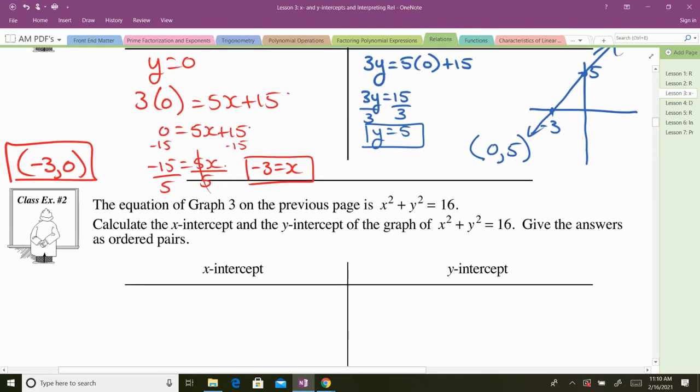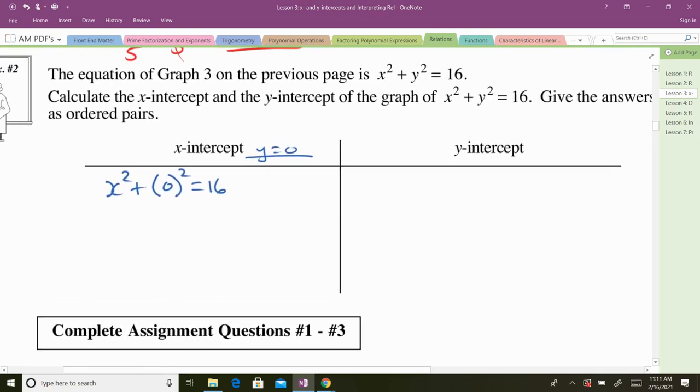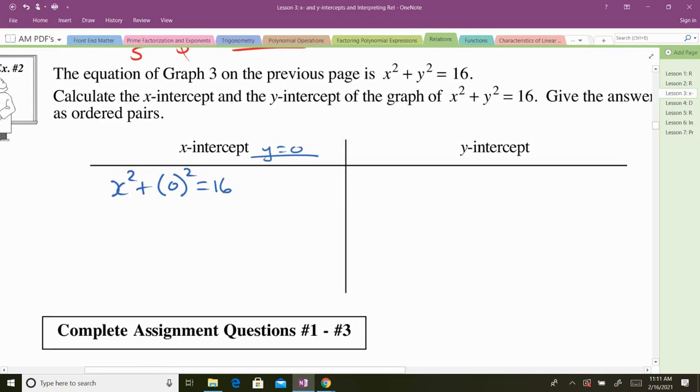Next one. Right now, we're just doing x, y intercepts, though. So x-intercept, y-intercept. As soon as I say x-intercept, what pops into your head about the y value? y is equal to 0. Where do I put that? Into the equation. In for the y squared. So I end up with x squared plus my y value squared equals 16. What's 0 squared? 0, so that just goes away.